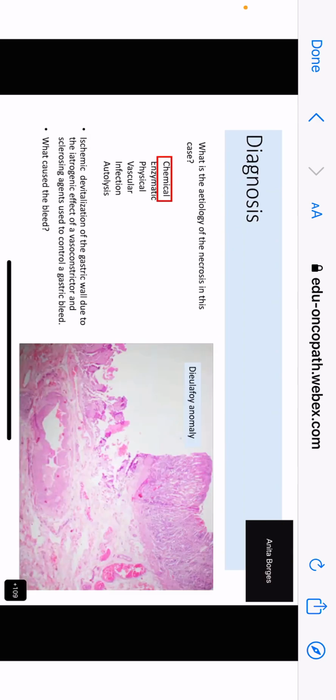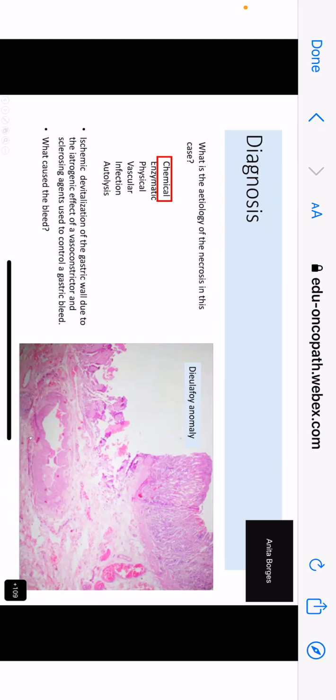Okay. So it is ischemic devitalization of the gastric wall due to the iatrogenic effect of a vasoconstrictor and sclerosing agents used to control a gastric bleed. But the question is, why was it bleeding? So we asked for the rest of that stomach. And what does it show? This is the reason he was bleeding.